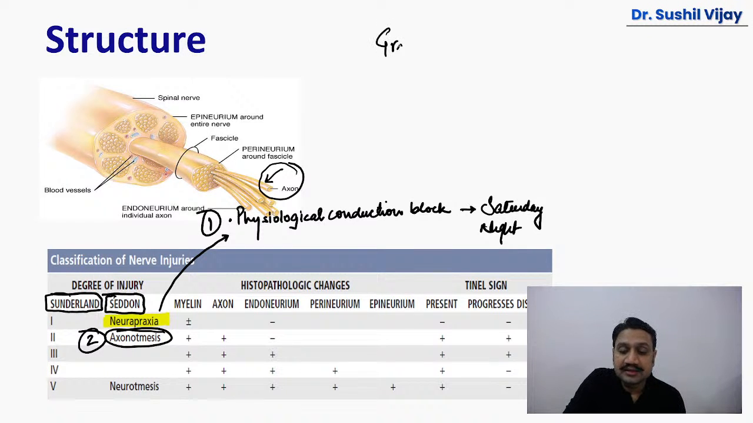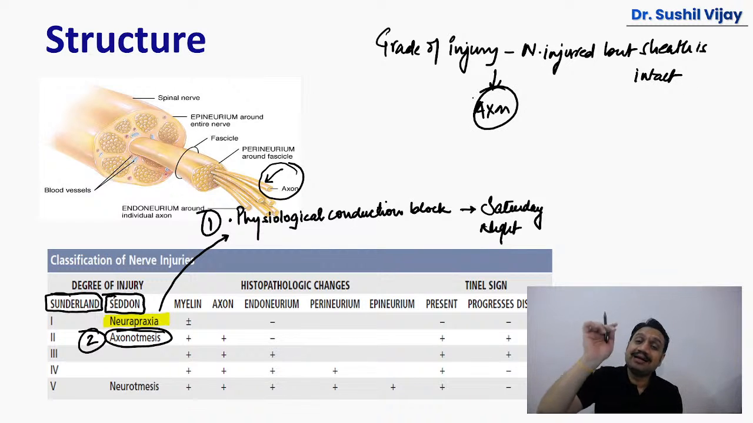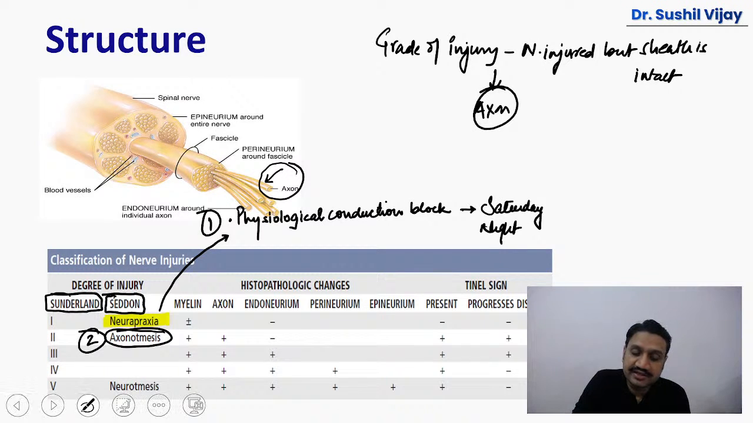What is the grade of injury when the nerve is injured but the nerve sheath is intact? The sheath is intact, so what is the grade of injury? It is axonotmesis. Very, very classical. So injury is really there, but no sheath is damaged, because the nerve has got three sheaths.